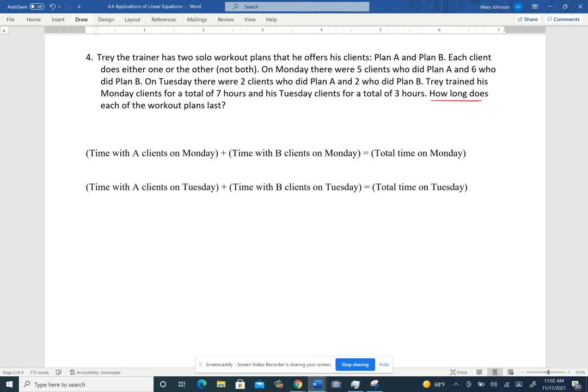That's the question that kind of tells me what my setup for my variables is. So let X be the length of workout A.